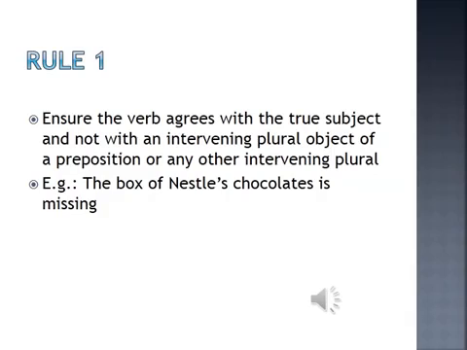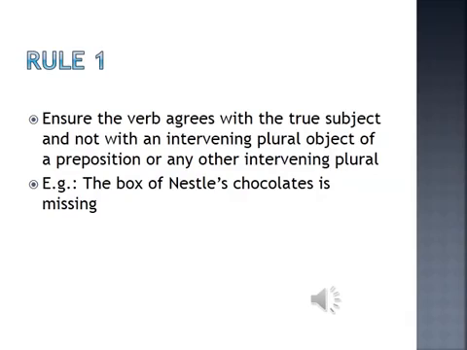Now here let's take up the subject. The box of Nestle chocolates. The helping verb is missing. Whether it should be is or are, you will be confused. Chocolates, now chocolates is in plural. Then why is? Because the true subject is box, not chocolates. So what is missing? The box is missing. The box of Nestle chocolates is missing.